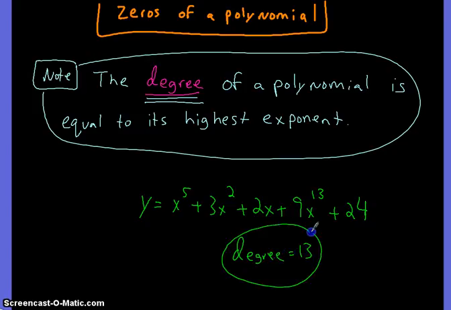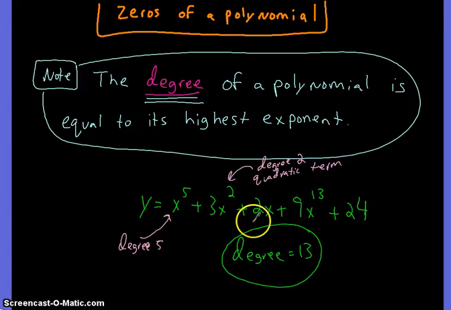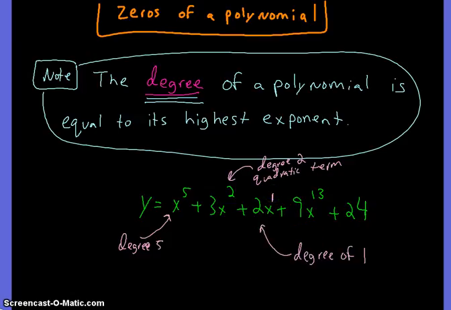But technically, each one of these terms has a degree. This first term is to the 5th power, so it has degree 5. This next term is to the 2nd power, so we say it has degree 2. You may also say this is the quadratic term. The next one has an understood exponent of 1, so we say it has degree 1. Because it has degree 1, you can also call this term the linear term.